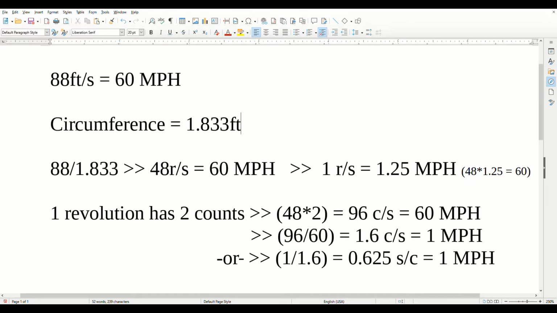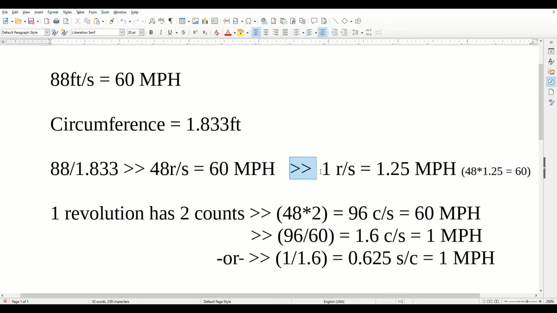So that brings us to the 88 feet in 1 second divided by the distance of circumference. That gets us to 48 revolutions per second, because 88 divided by 1.833 is 48 revolutions per second, which equates to 60 miles an hour. Now this is math. This does not account for the wind resistance of the bucket going the other way or any of that stuff. This is simply based on the math.